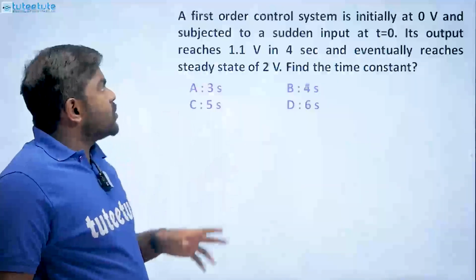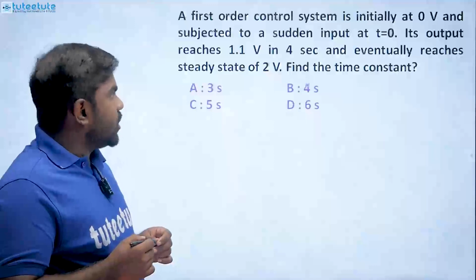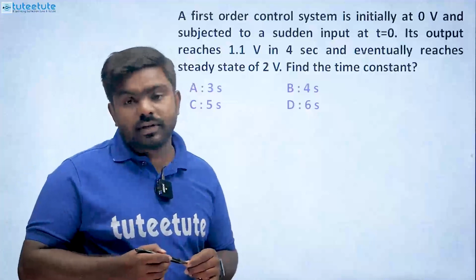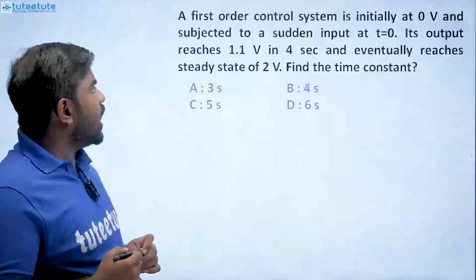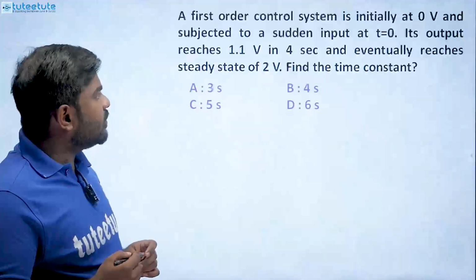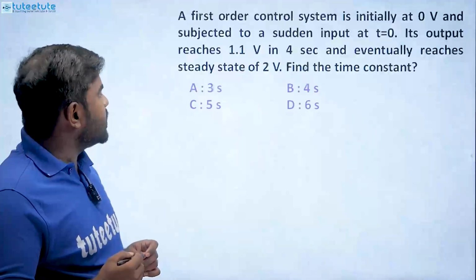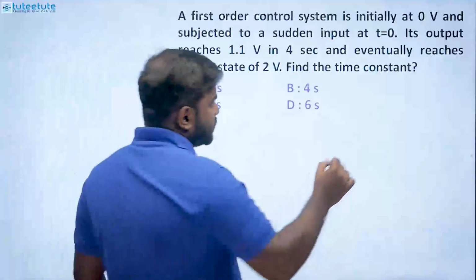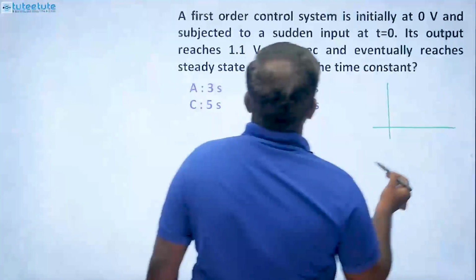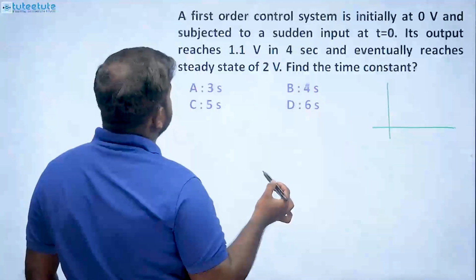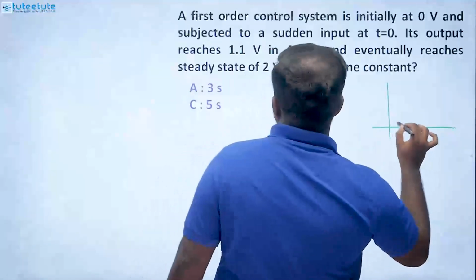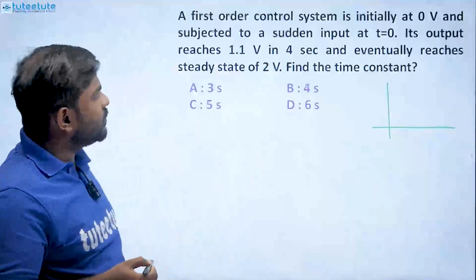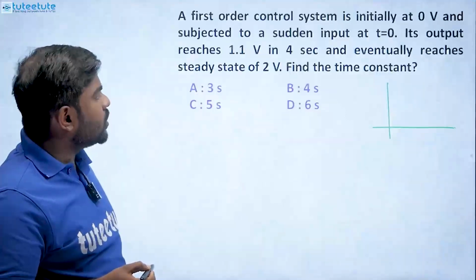Next, first order control system initially at 0 volt and subjected to a sudden input at t equal to 0, which means that it is a unit impulse function. The output reaches 1.1 volt in 4 seconds and eventually reaches steady state of 2 volt. Okay. Then find the time constant. So it says control system initially at 0 volt and subjected to sudden input. As a result, it is reaching 1.1 volt in 4 seconds, eventually reaches 2 volt.